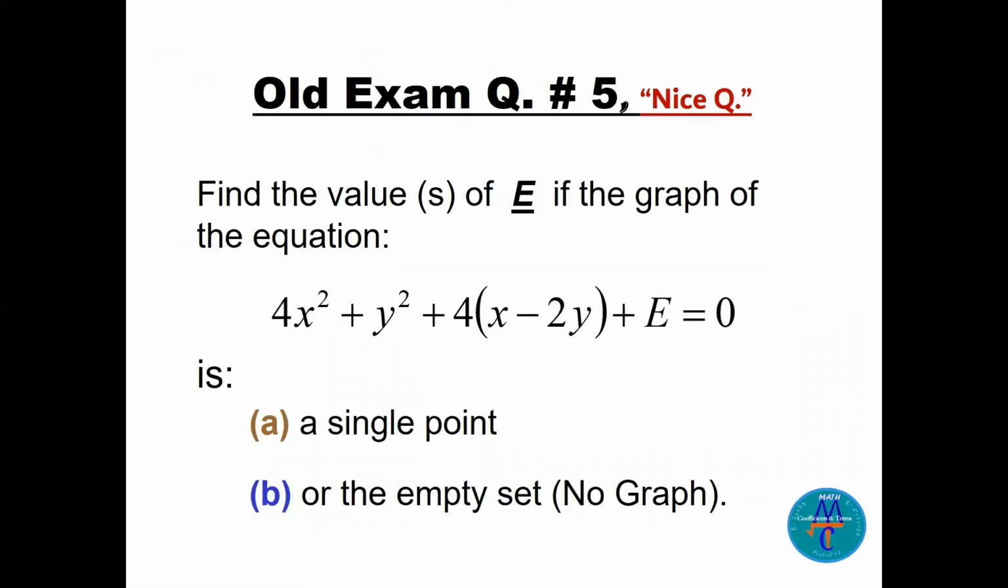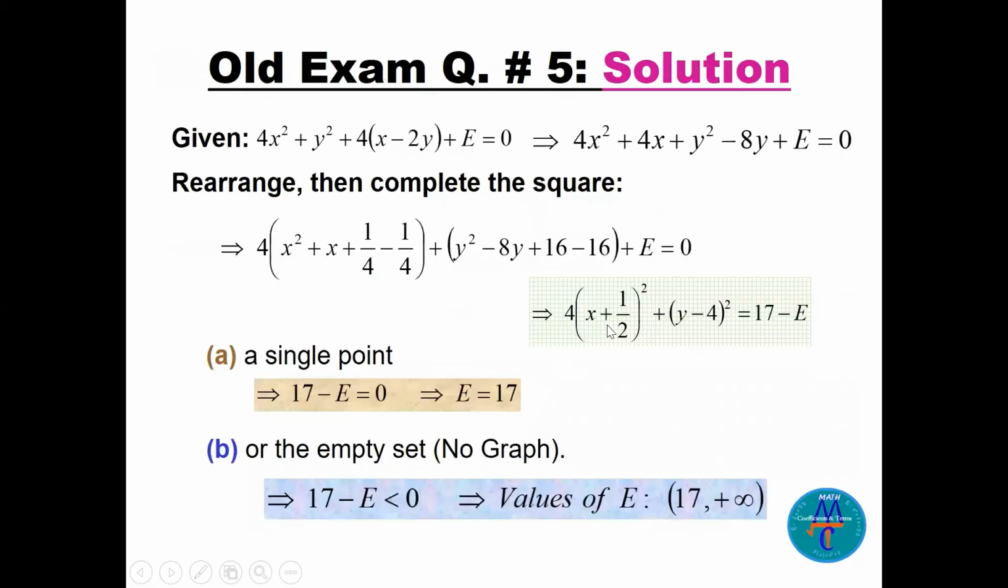Question number 5 is a nice question. Find the value or values of E if the graph of the equation 4x squared plus y squared plus 4 bracket x minus 2y plus E is a single point. There are two parts here. First, we have to look at the equation and try to complete the square. Then I will answer the two questions.